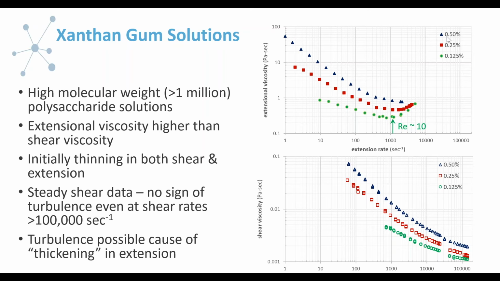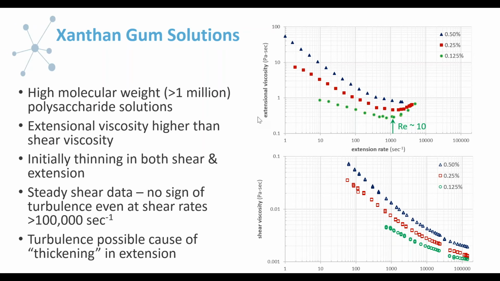Because they're so high molecular weight, even at these very low weight percentages, we see significant rheological modification, which is why they're quite commonly used for that purpose. The top plot here is the extensional viscosity in Pascal seconds as a function of the extension rate. And below, on the equivalent samples, is the steady shear viscosity as a function of shear rate.